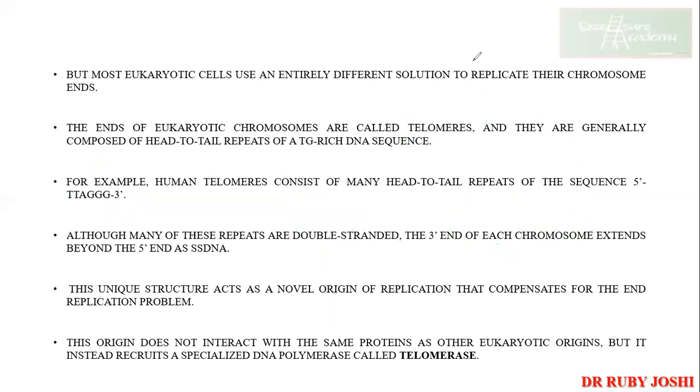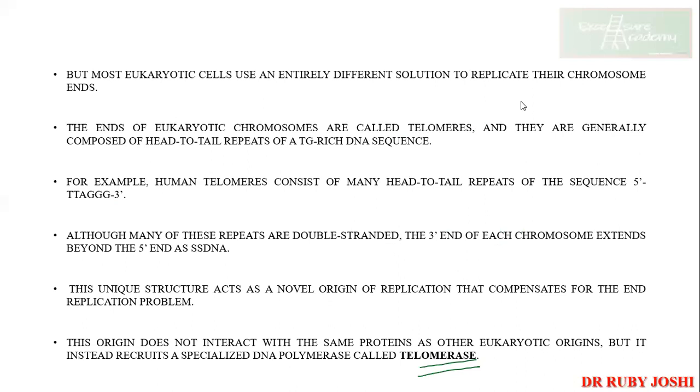Although many of these repeats are double-stranded, the 3' end of each chromosome extends beyond the 5' end. क्यों? Because of the telomerase. And वो कुछ नहीं है, बस TTAGGG repeats हैं. So that's why it is possible for the telomeres to protect the end of the DNA.